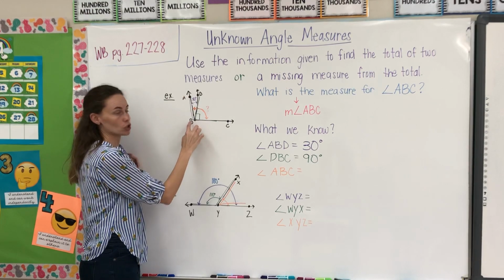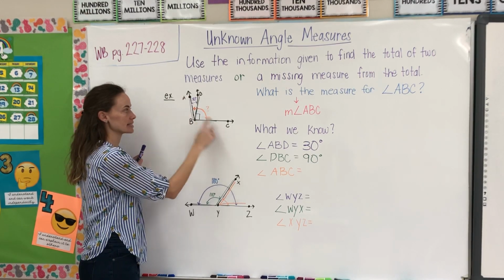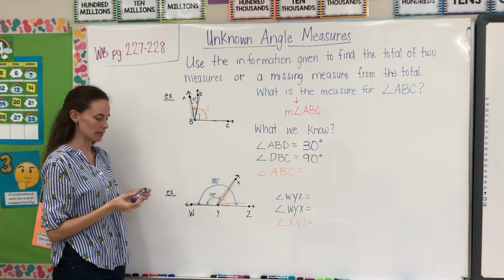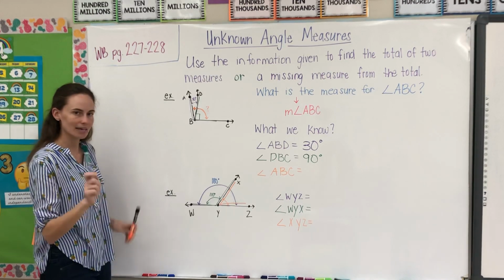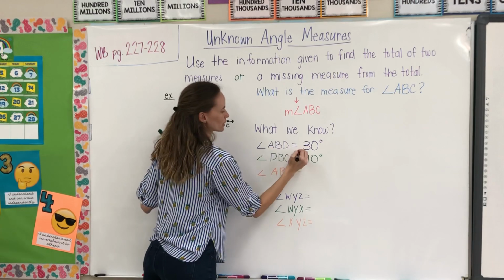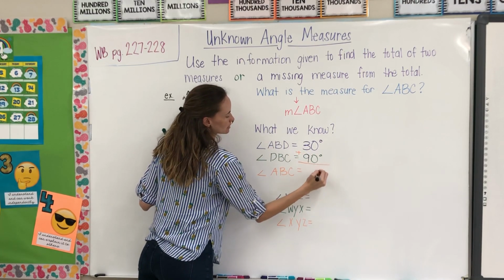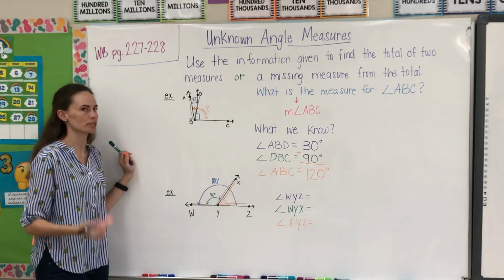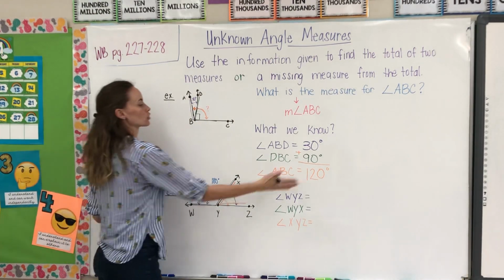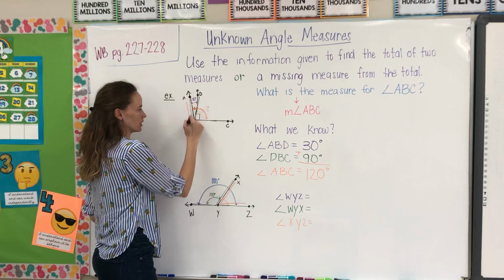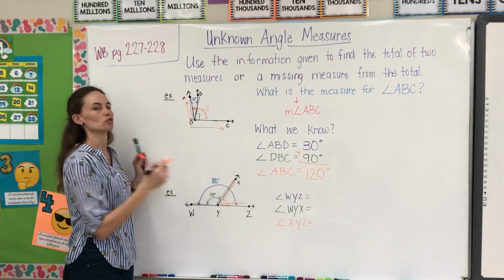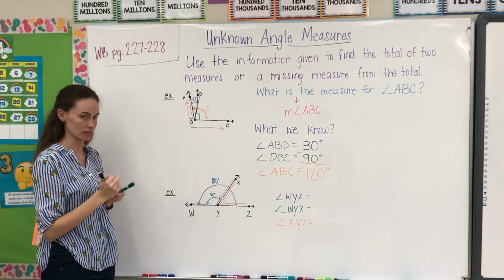We could get the total of angle ABC by combining them, which we know means that we have to do what? Add. Beautiful. So we're going to add them together, and we're going to get 120 degrees for the total, for angle ABC. So it equals 120 degrees.